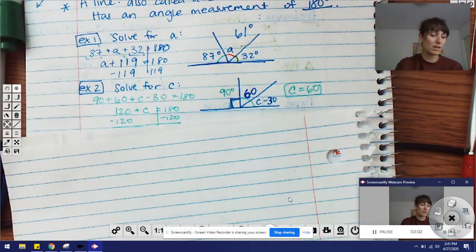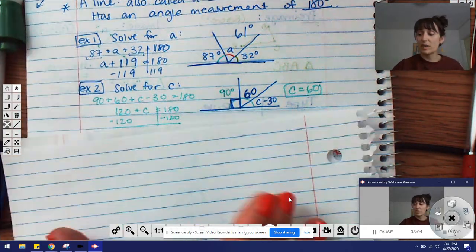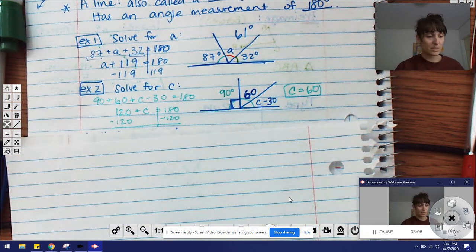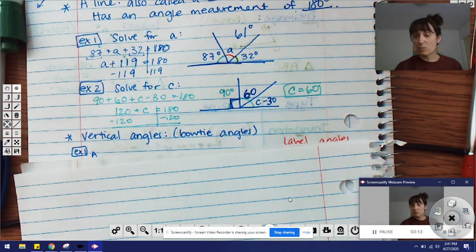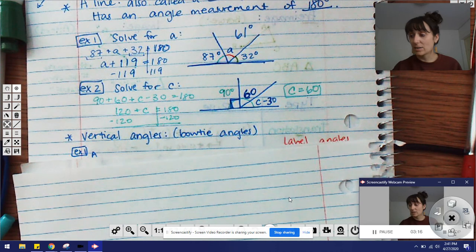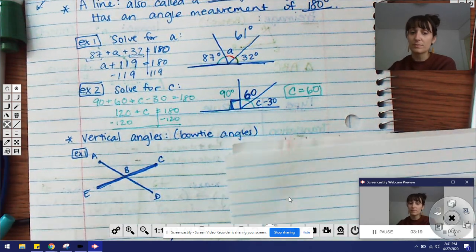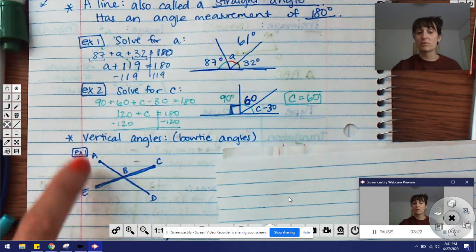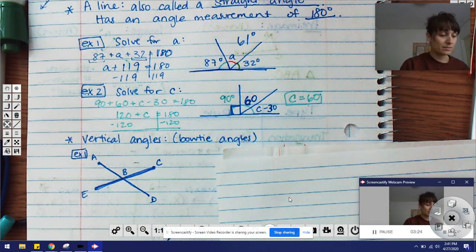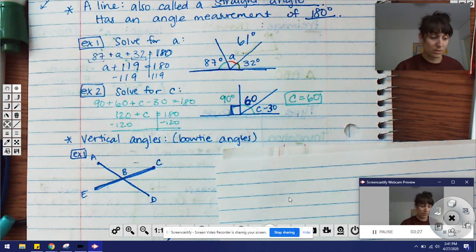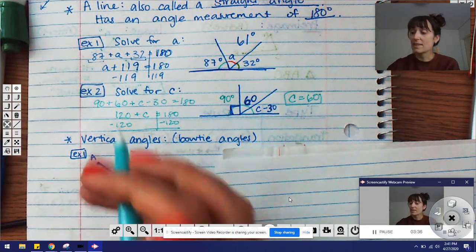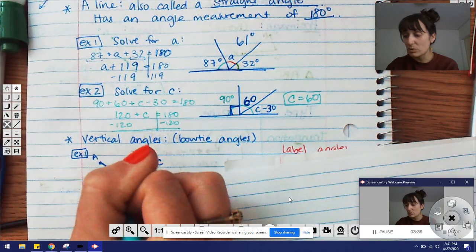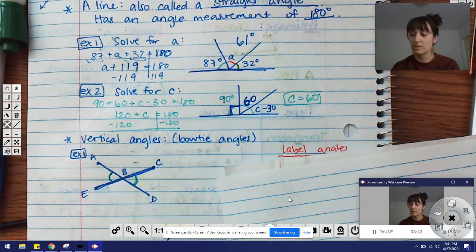There's another type of angle that becomes really important in this unit, and these are called vertical angles. Vertical angles are what I like to think of as bow tie angles. So this is an example of vertical angles. Vertical angles are made up of two lines that intersect. Whenever we have vertical angles, we know that the angles across from each other, these bow tie angles, are congruent.